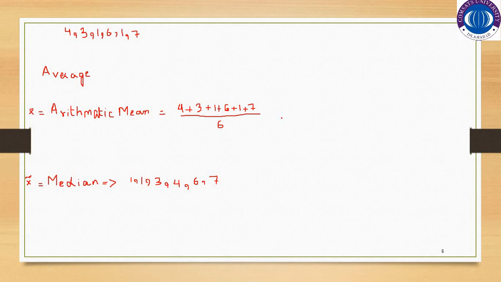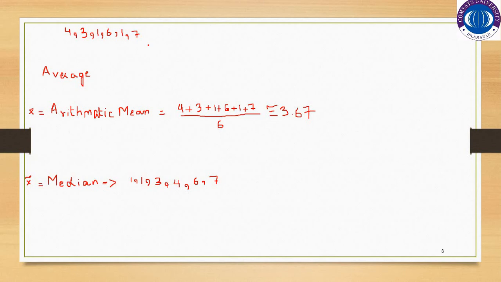It would be 4 plus 3 plus 1 plus 6 plus 1 plus 7 divided by 6. So this would be equal to 3.67 approximately. So this is the single value which represents this whole data set. Keep in mind that this is the way to find out the arithmetic mean for ungrouped data, as this is the ungrouped data.